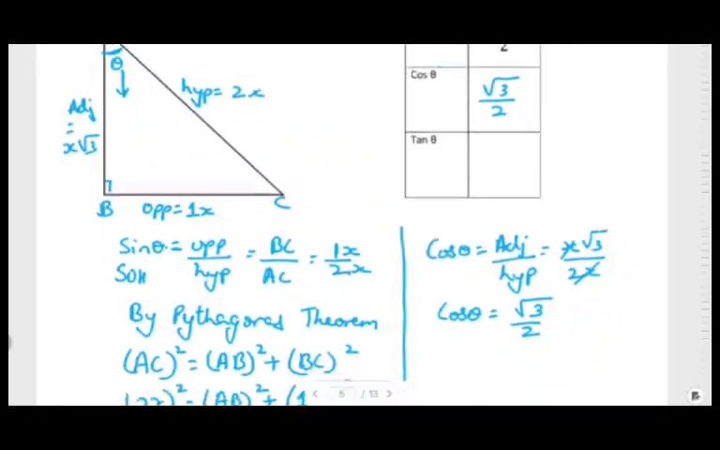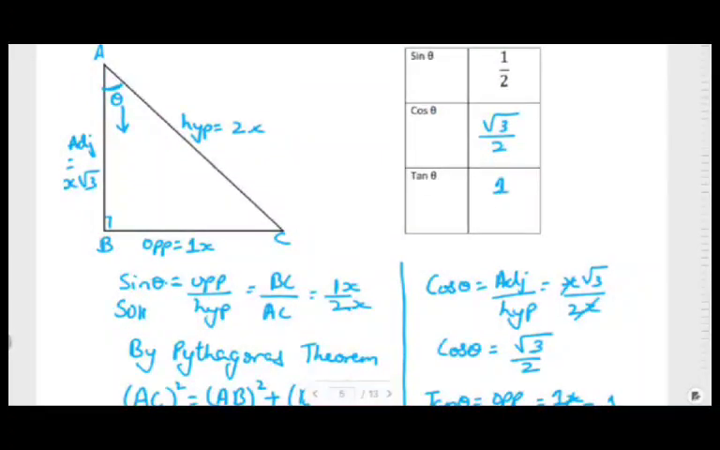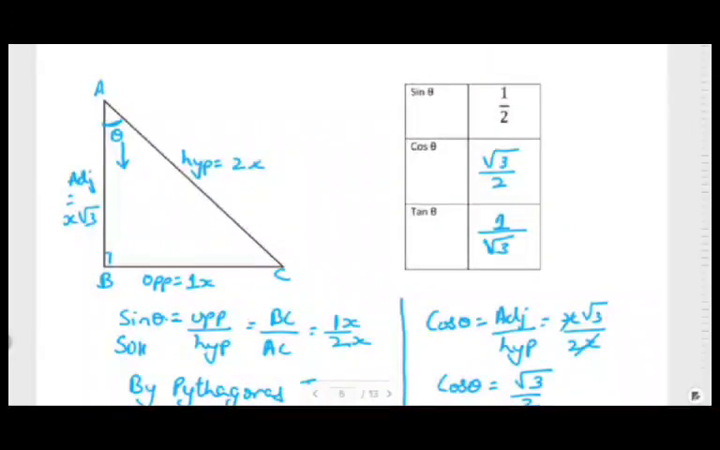It's root 3 upon 2. Correct? And what's my tan value now? Opposite upon adjacent. What's my opposite? 1x. What's my adjacent? x root 3. So x and x gone. What's my tan theta value? 1 upon root 3. Here you go, children.